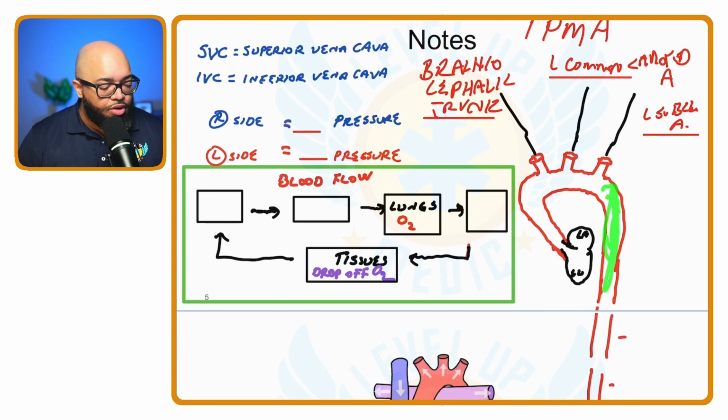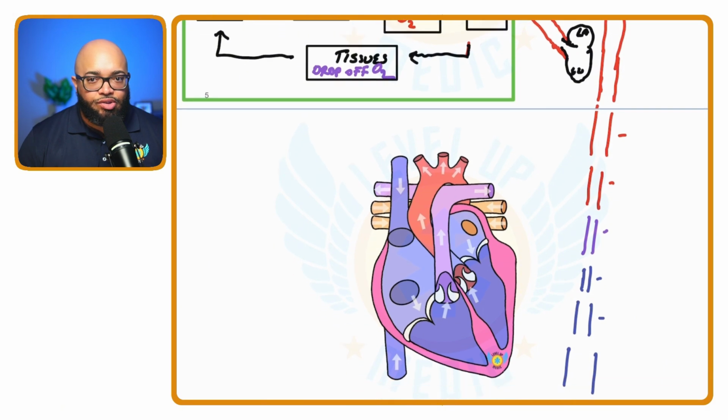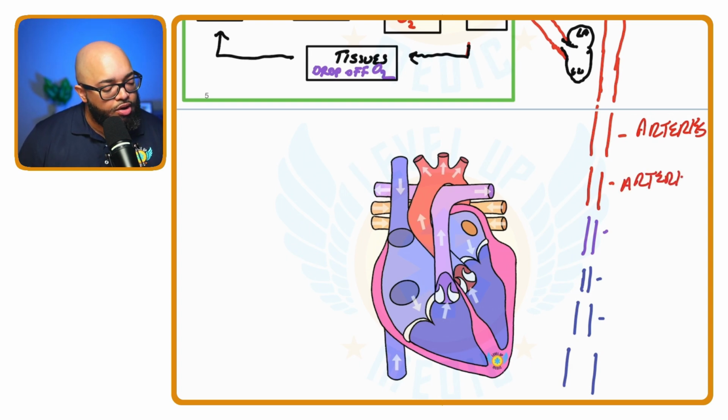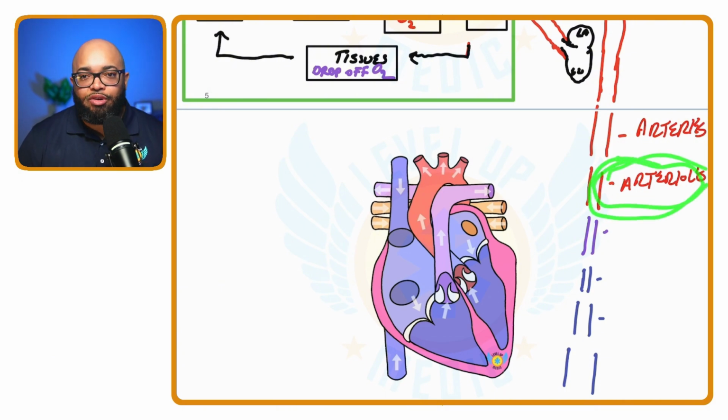From there, the blood is going to come down the descending limb of the aorta, and now it starts branching off into all these different vessels. Let's talk about the different vessels. The aorta is the largest artery, then the blood gets into the medium-sized arteries, then smaller arteries. From there, the blood goes into the smallest of the arteries, and those are the arterioles.